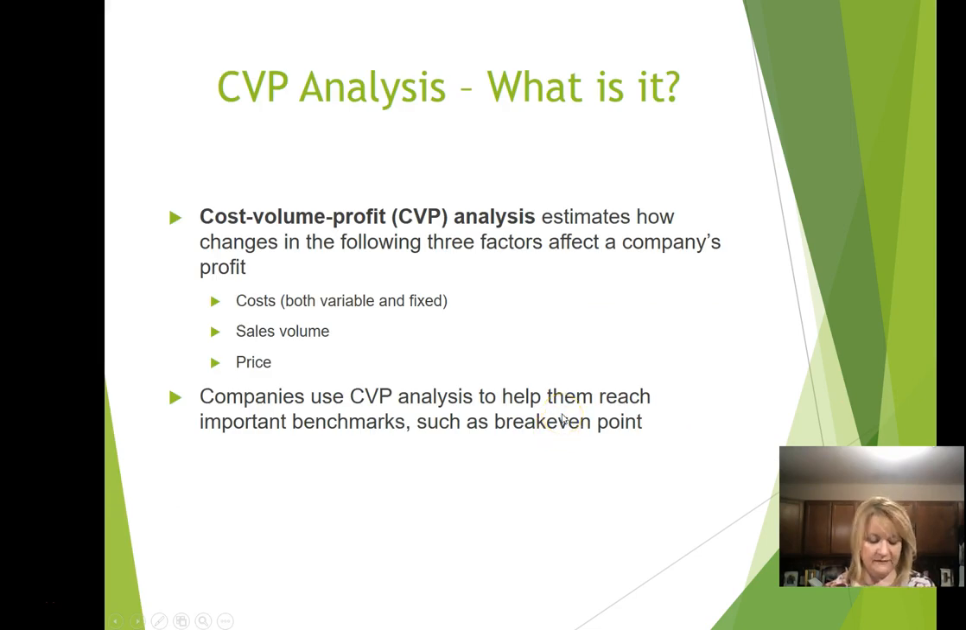Cost volume profit analysis estimates how changes in cost, both variable and fixed, sales volume, and price affect a company's profits. CVP is a powerful tool for both planning and decision making for management. In fact, it is one of the most versatile and widely applicable tools used by managerial accountants to help managers make better decisions. Companies use this analysis to help them reach important benchmarks, such as the break-even point.